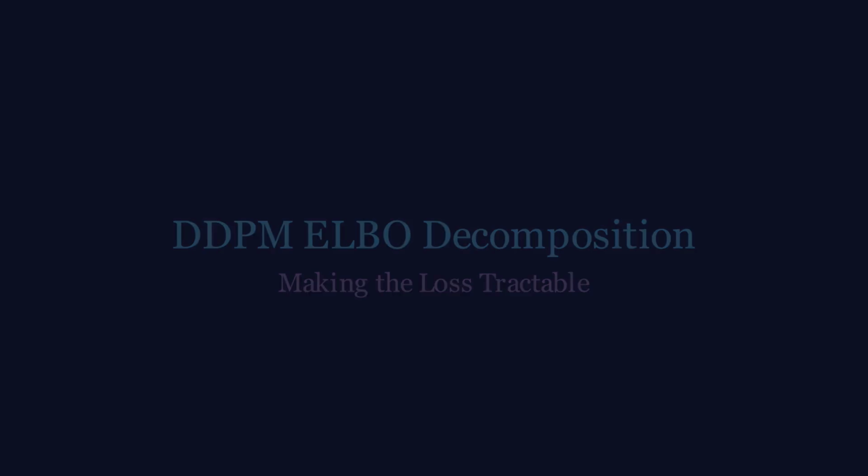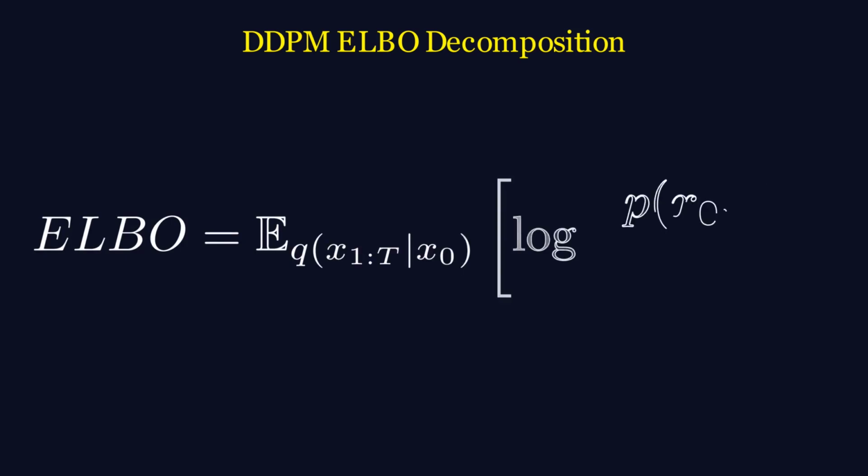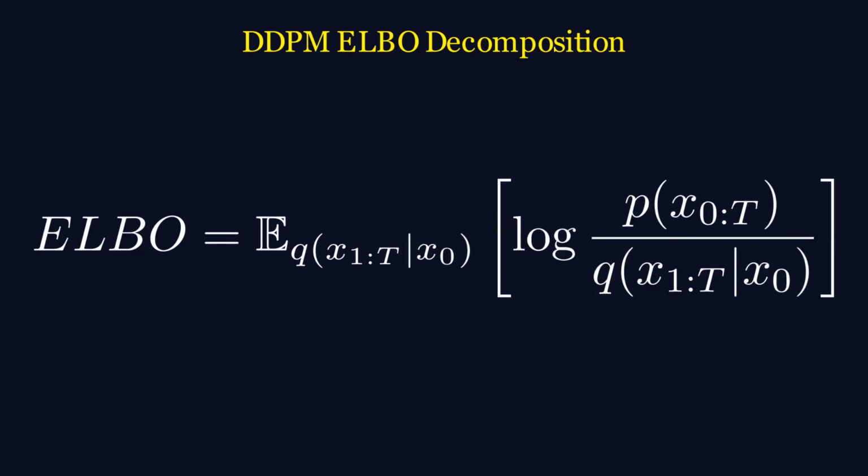In the previous section, we derived the ELBO equation for DDPM diffusion. Now we'll decompose it into three interpretable components so that the loss function is tractable. In the previous section, we had come up with the equation for the ELBO.